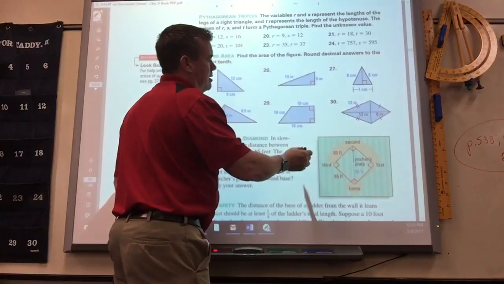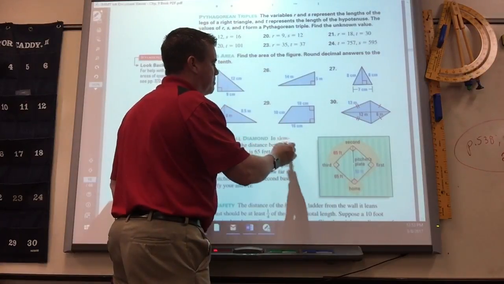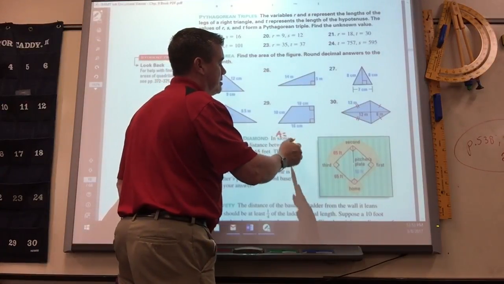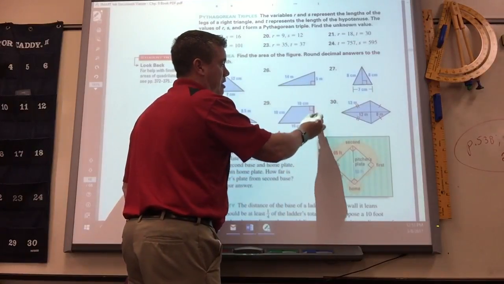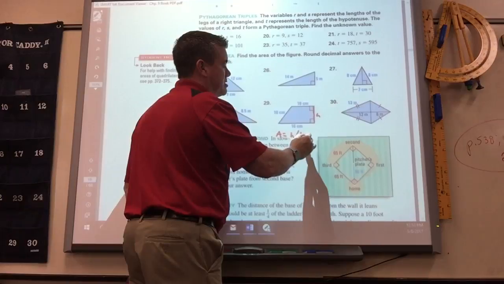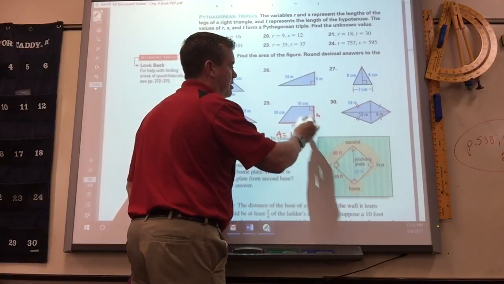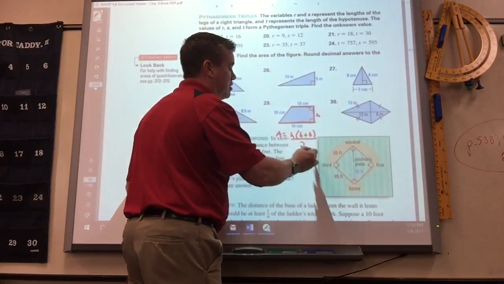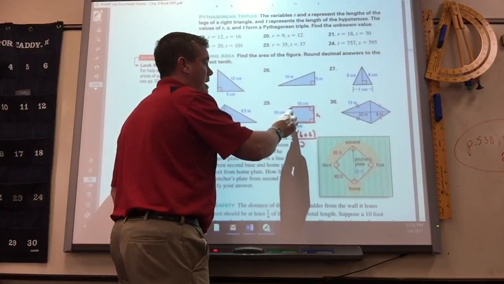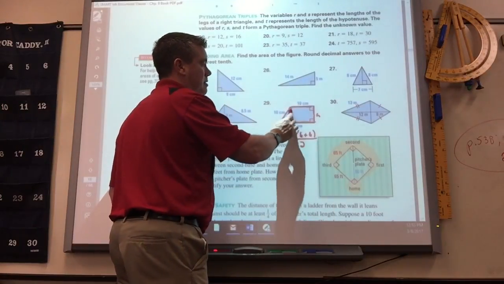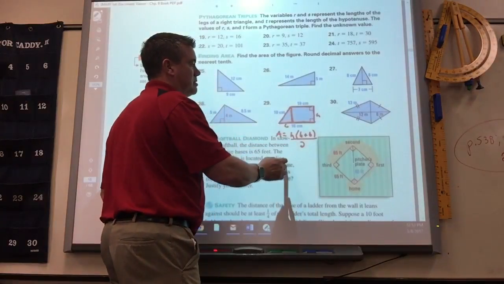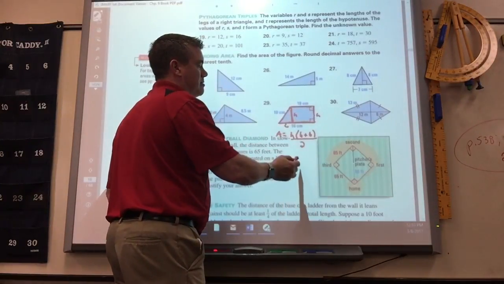This is a trapezoid. So for a trapezoid, the area is the height, which you gotta figure out, times the bases added together, this and this, divided by 2. We can find the height by making a right triangle right here. This is 10, this would be 6, so then you can find the height.